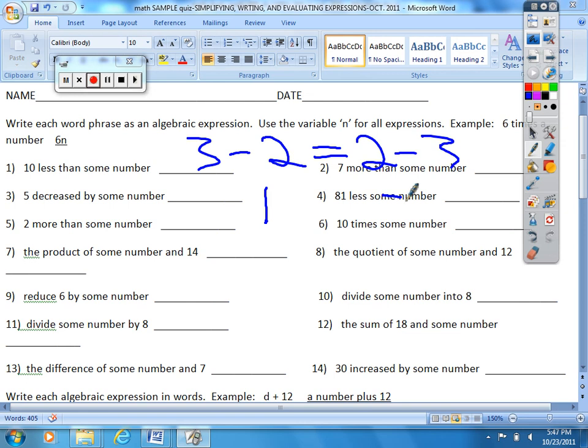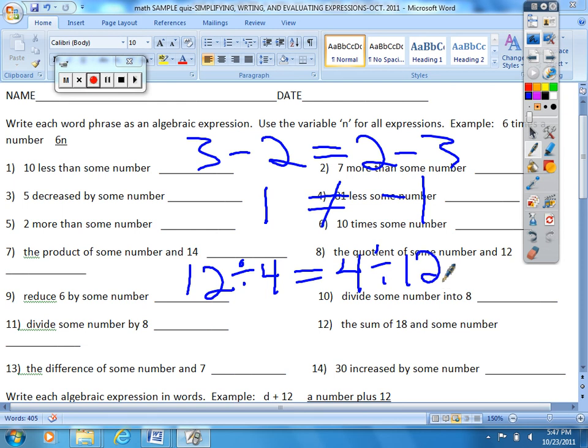This is 1, this is negative 1. So they don't equal. I can't say that 12 divided by 4 is the same as 4 divided by 12 because it's not. This is 3. Well, 4 divided by 12 would look like this, 4 twelfths. Remember I said that division and fractions have a very close relationship.